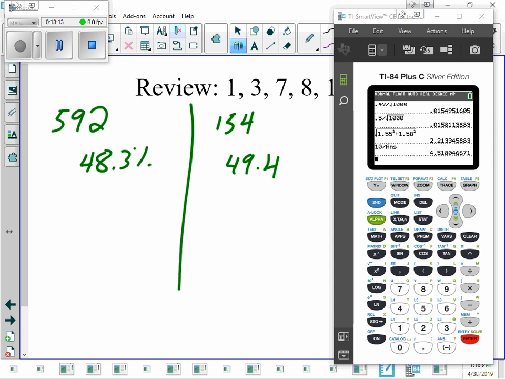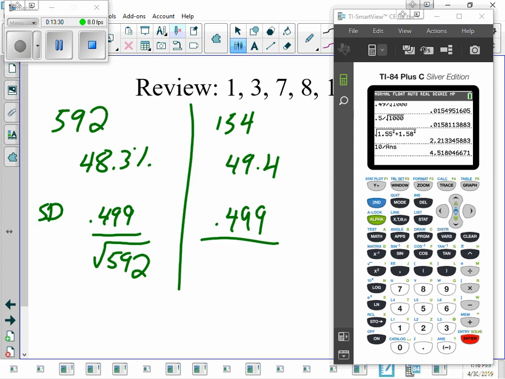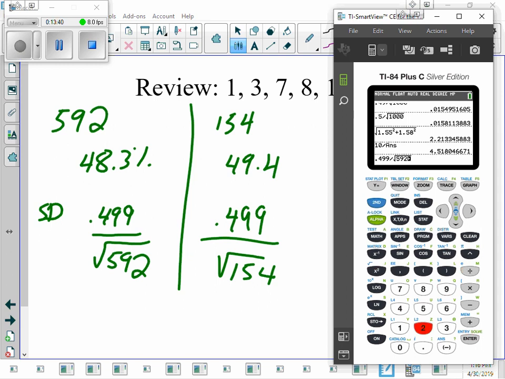All right. So my SDs are going to be 0.499 in both cases. Everybody agree? Okay. So my SE is going to be 0.499 divided by the square root of 592, and 0.499 divided by the square root of 154. So 0.499 divided by the square root of 592. Wait a minute. Do you follow? You get what I'm doing? I'm going fast again. Okay.